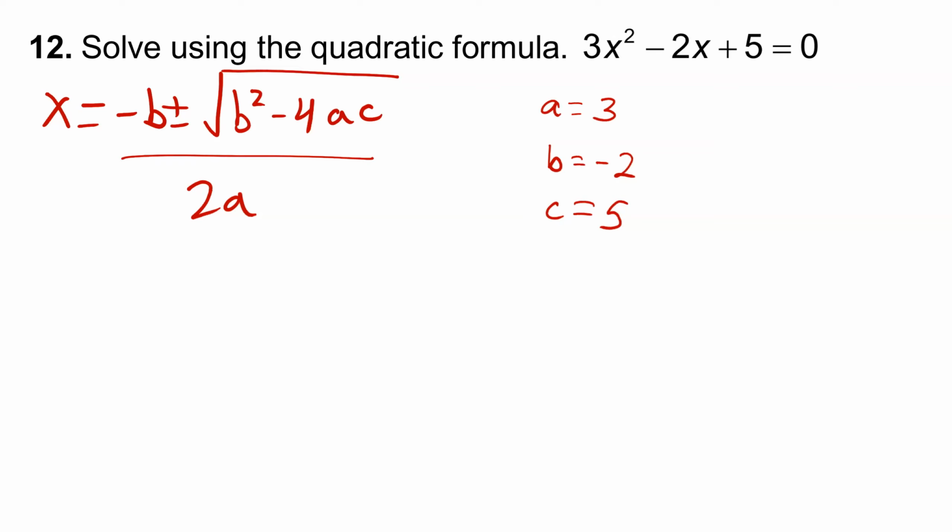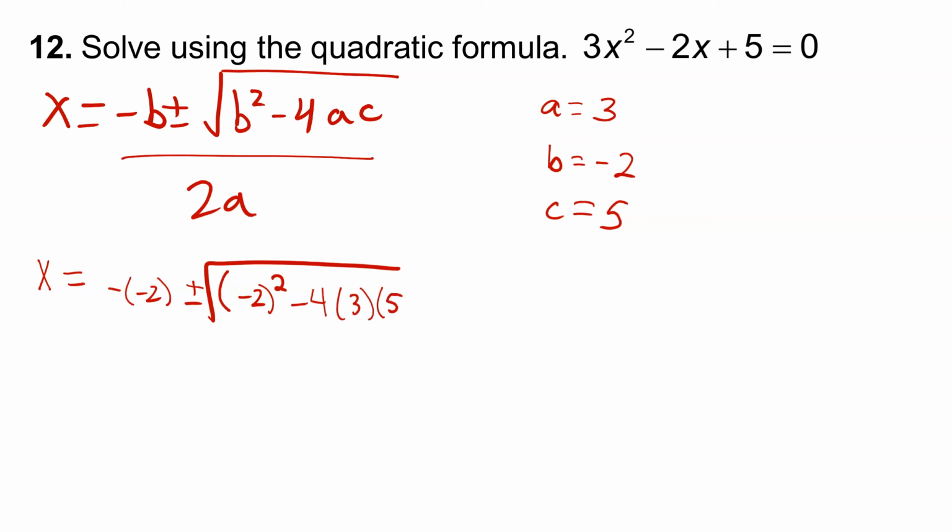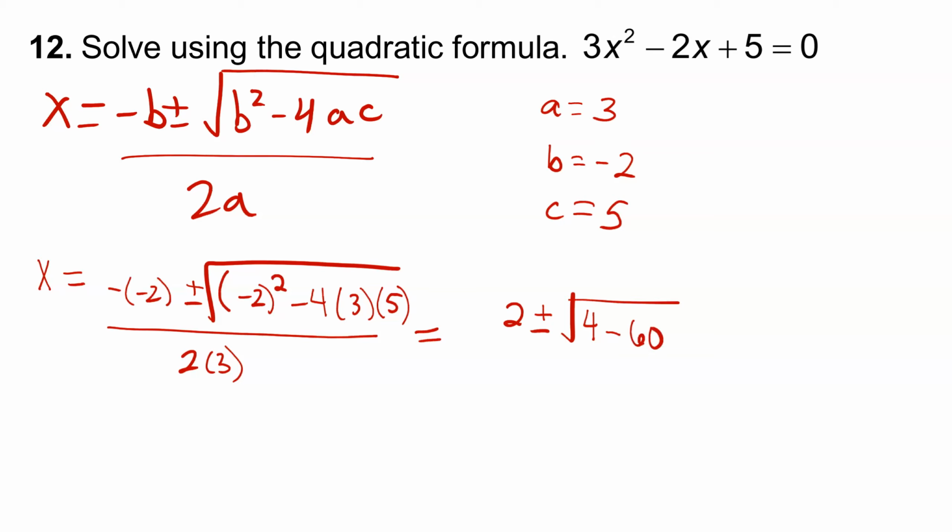Alright, so I have my numbers. I can just plug in. X equals negative of negative 2 plus or minus the square root of negative 2 squared minus 4 times 3 times 5 all over 2 times 3. So this is going to equal 2 plus or minus, let's see, negative 2 squared is 4. Negative 4 times 3 is negative 12. Negative 12 times 5 is negative 60.